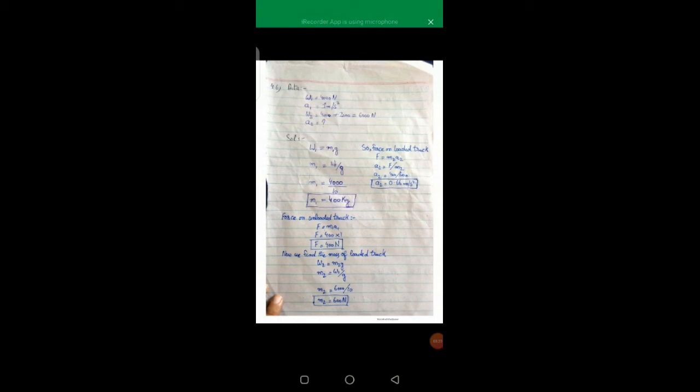So firstly we should find out the mass of the empty truck by W is equal to mg. After that we will find the force on the empty truck. Then we will find the mass of the loaded truck, and then we will find the force by putting the values in F is equal to ma, and in this way we will find out the acceleration of the loaded truck.